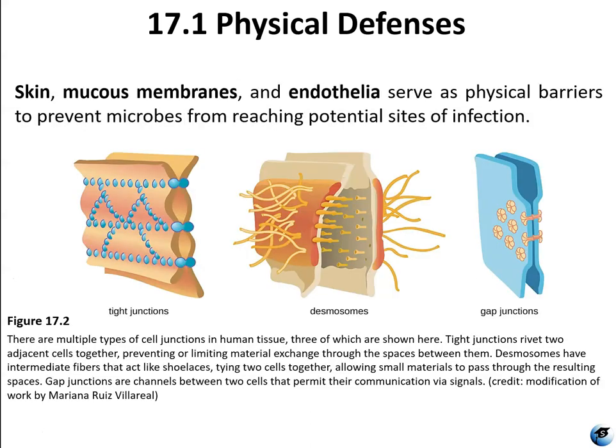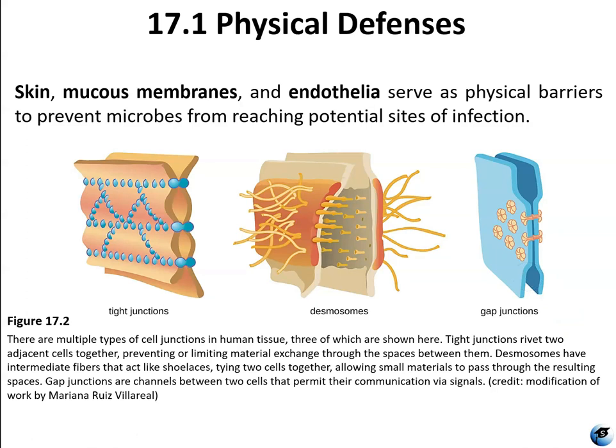There are multiple types of cell junction in human tissues. Figure 17.2 shows these. You've got these guys here, your tight junctions. These rivet two adjacent cells together, which prevents or limits material exchange through the spaces between them. Here you have desmosomes. Desmosomes have intermediate fibers that act like shoelaces that tie two cells together. Some small materials can pass through, but larger ones can't. And finally, you have gap junctions. These have channels between two cells that permit communication and signaling.